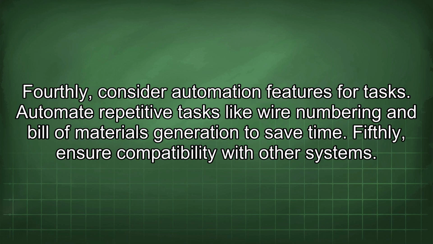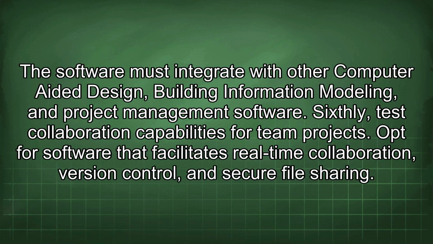Fourthly, consider automation features for tasks. Automate repetitive tasks like wire numbering and bill of materials generation to save time. Fifthly, ensure compatibility with other systems. The software must integrate with other computer-aided design, building information modeling, and project management software.